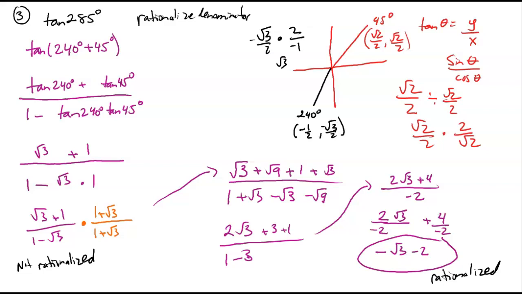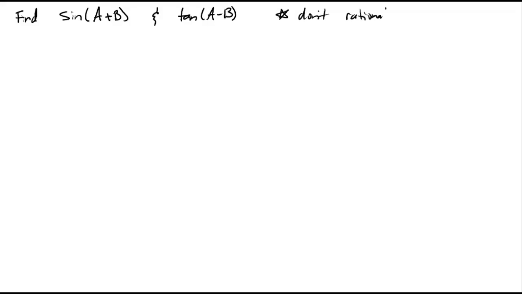All right, what other type of problem could we see? Well, we could see this type of problem. We're going to find the sine of a plus b, and we will find tangent of a minus b. So we're not necessarily finding a and b. So for these problems, we don't need to rationalize ever. So don't rationalize.